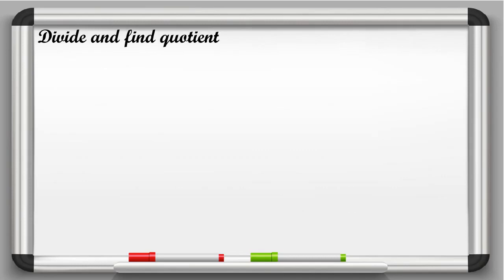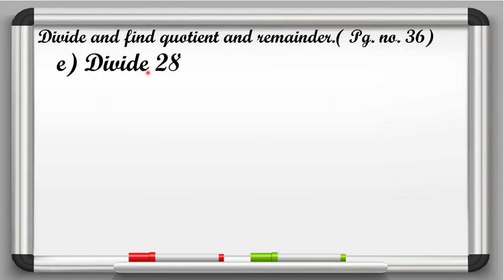Divide and find quotient and remainder of page number 36. So beta, today we will start from part E because we have done part A to D in our last lecture. In E part, it is given divide 28 by 7. So here you can see that 28 is the dividend. So we will write here dividend, 28. And here we will write this is the dividend.